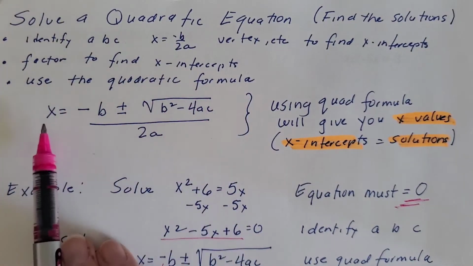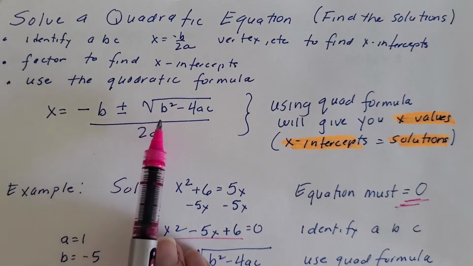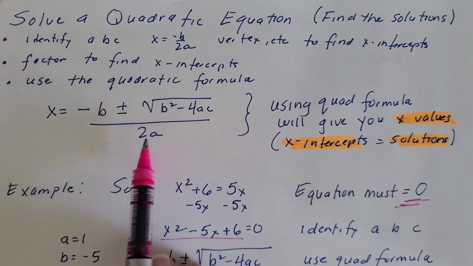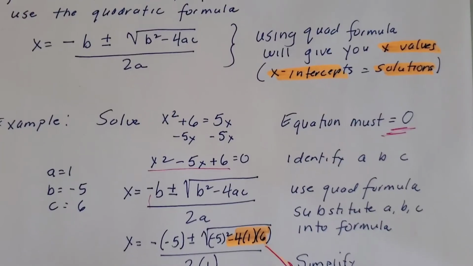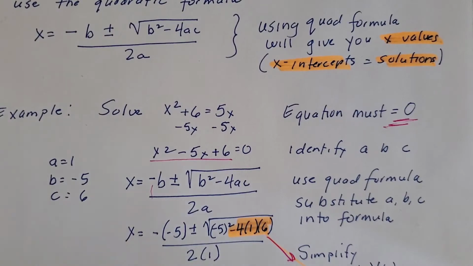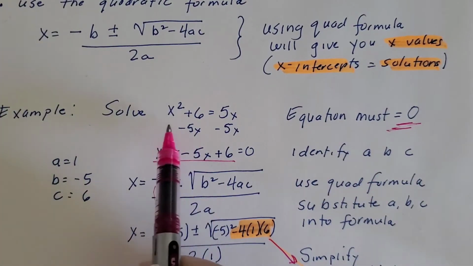So it's here. x is equal to the opposite of b plus or minus the square root of b squared minus 4ac, over 2a. Looks a little intimidating, but it's not. As we use this, we'll find the x-intercepts, the solutions. So first thing, let's look at an example.